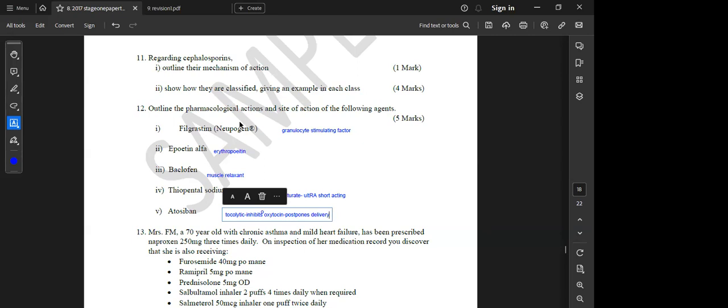Can we do the uses for each of them? I think it's in their names. Filgrastim is a granulocyte stimulator that will help. Okay, yeah. Used in each of them. Yeah. It's okay.